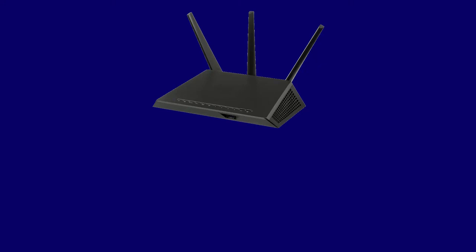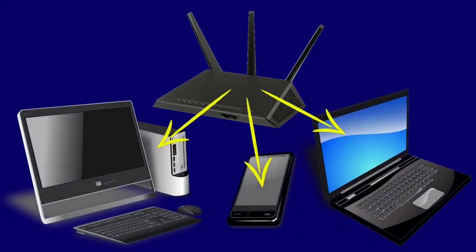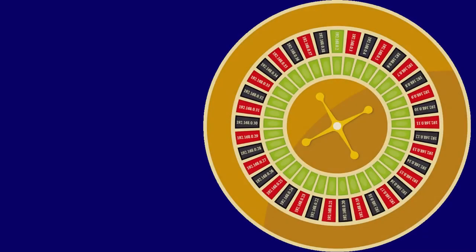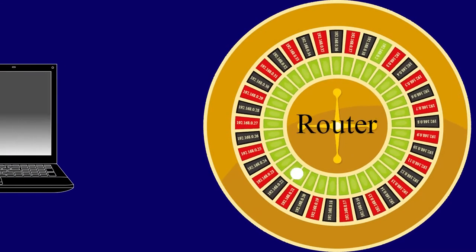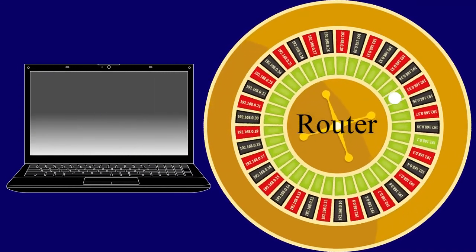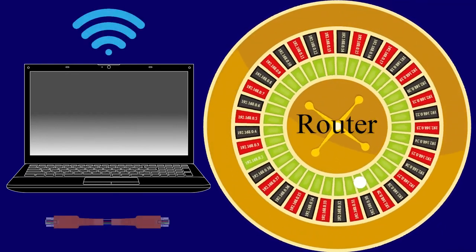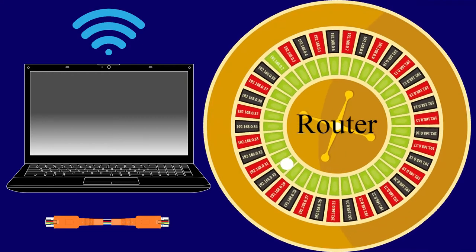Before we get started, let's quickly cover some networking basics. On a home network, your router will typically take care of issuing IP addresses to the devices connected to it. This is a process known as DHCP or Dynamic Host Configuration Protocol. To help visualize this, let's imagine this roulette wheel is our router and we've just connected a laptop to it. It doesn't matter if this is over Wi-Fi or if you've plugged in a cable, the process is the same.